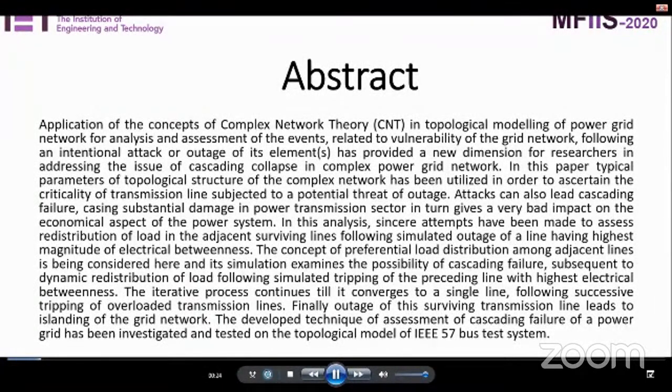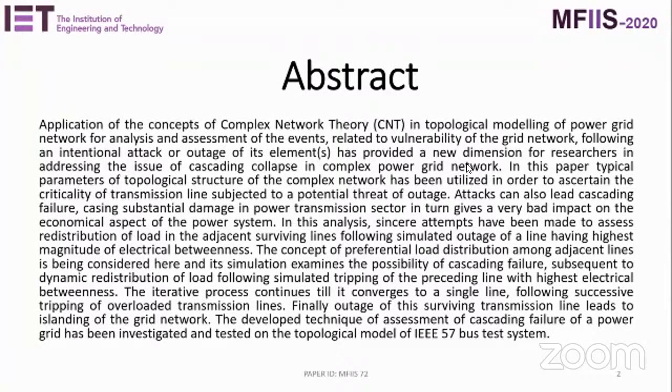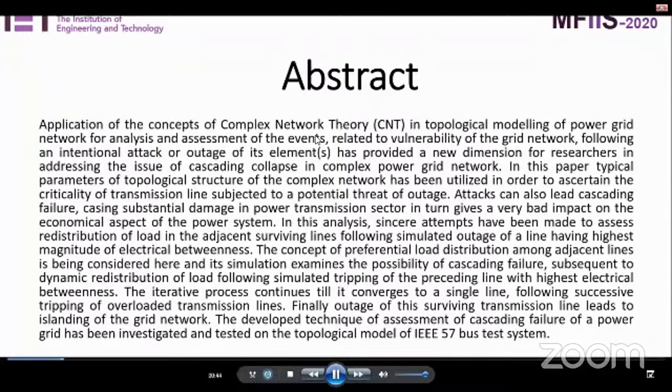Complex network theory is employed in topological modeling of power grid network to assess the vulnerability of the power transmission network, following an intentional attack or outage. The parameters of the topological structure of the complex network have been utilized to analyze the criticality of the power transmission network subjected to a potential threat or outage.